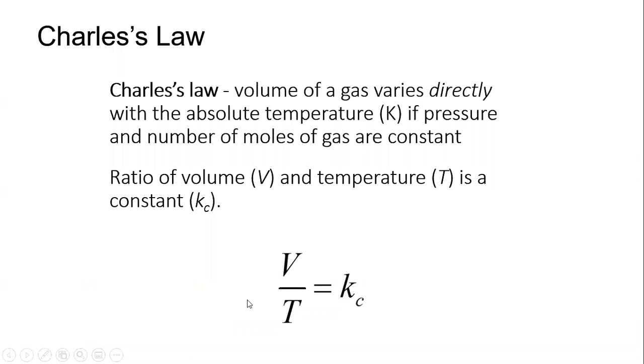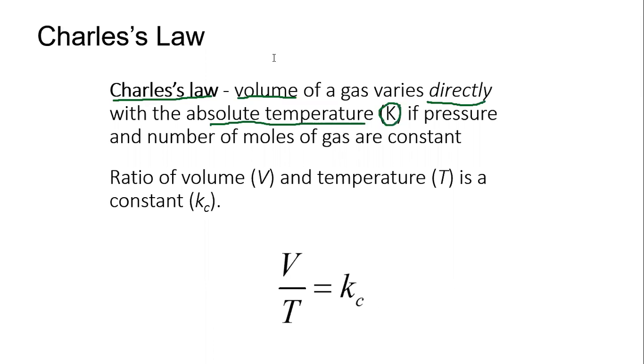So the next law looks at volume and temperature. Remember, Boyle's law looks at volume and pressure. Charles's law, and by the way, these scientists were around the 16th, 17th, 18th centuries in Europe. That's around the time when these laws were coming about. So with Charles's law, volume varies directly with absolute temperature.